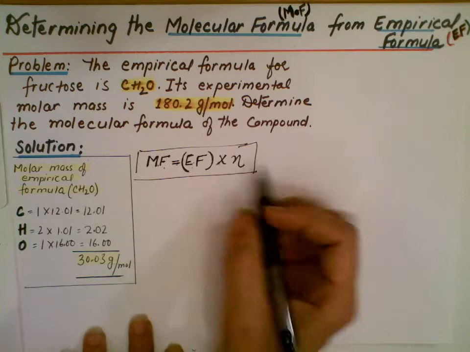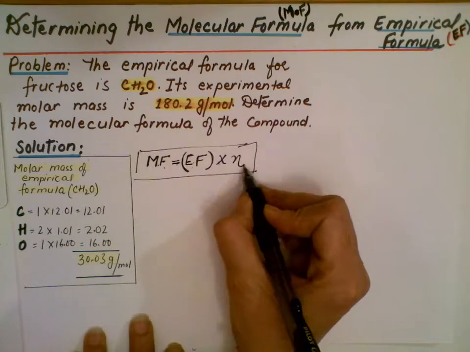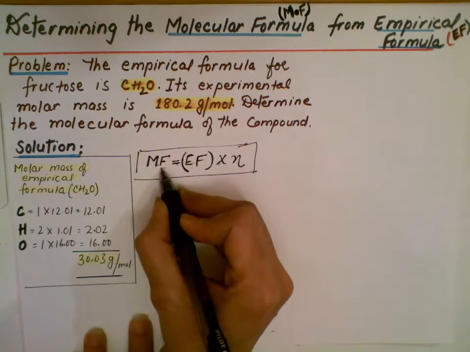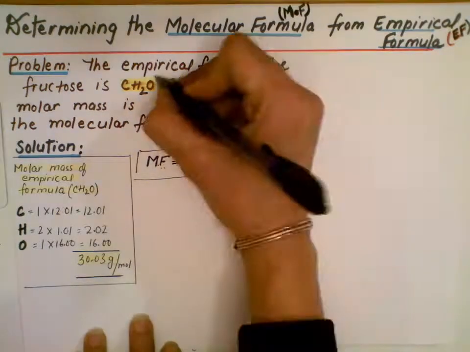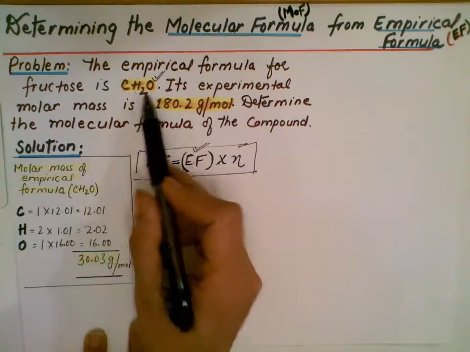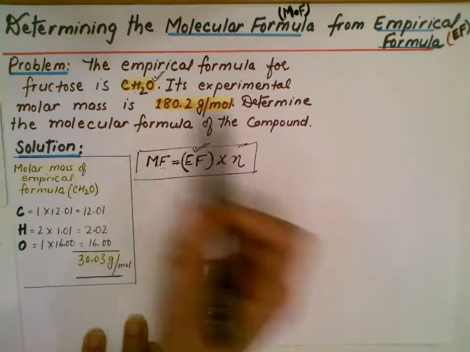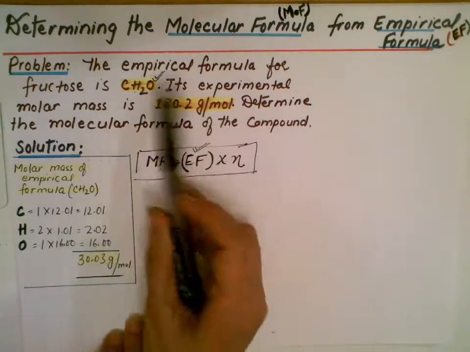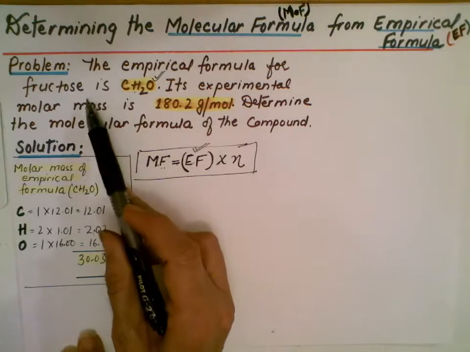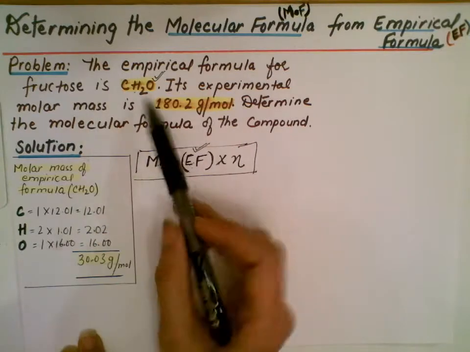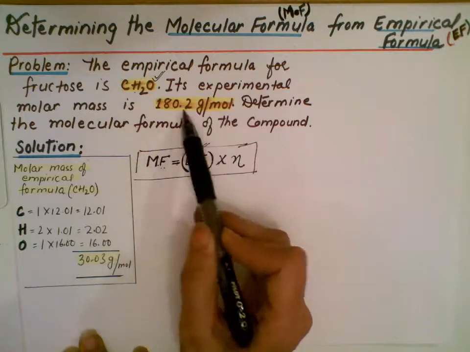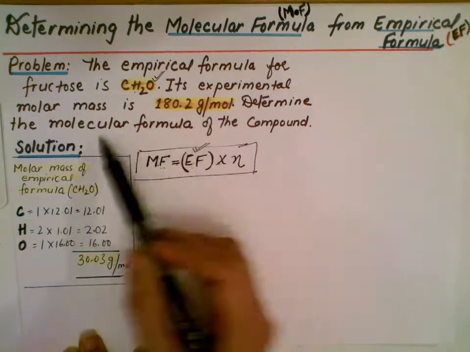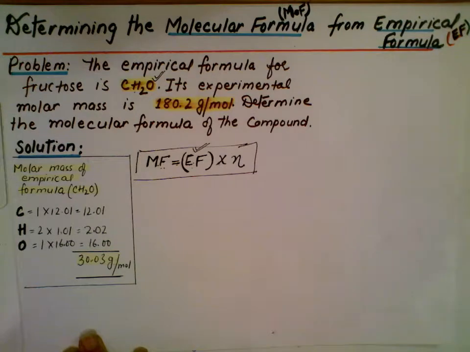If we know n, then we can figure out the molecular formula, because the EF, the empirical formula, is already given in the problem. In this case it is CH2O. Let me read the question. The empirical formula for fructose, which is a fruit sugar, is CH2O. Its experimental molar mass is 180.2 grams per mole. You have to determine the molecular formula for the compound.